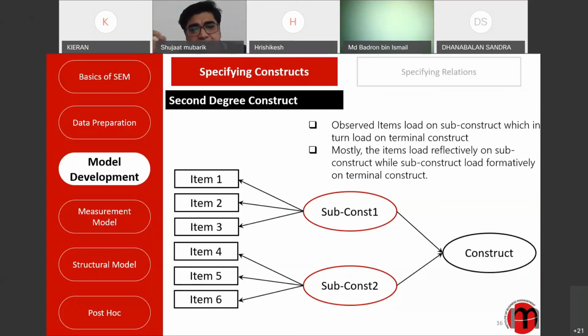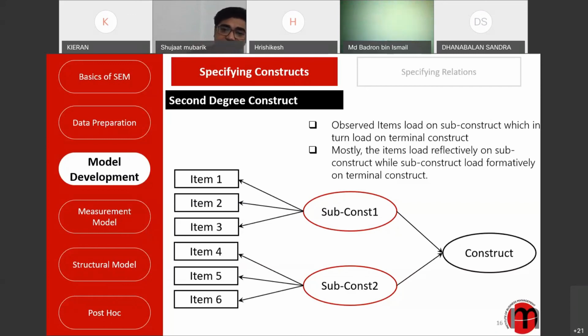Then again, there's a very important discussion on the way these second degree constructs are formed. For example, the construct which you are seeing now is a second degree construct with the items being reflective, whereas the subconstructs are formative. So this kind of construct is called a reflective formative construct. It means we can remove the items if they have a lower factor loading, but we cannot remove the subconstruct if it has a lower factor loading.